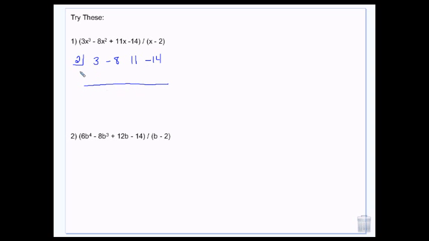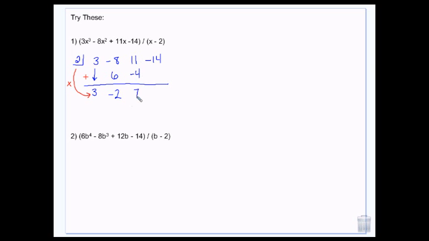Draw my line. Bring down my 3. And then I multiply. 2 times 3 is 6. This is synthetic long division. It is, so once you've got your 6, you're adding down. So negative 8 plus 6 is negative 2. And then I multiply. 2 times negative 2 is negative 4.